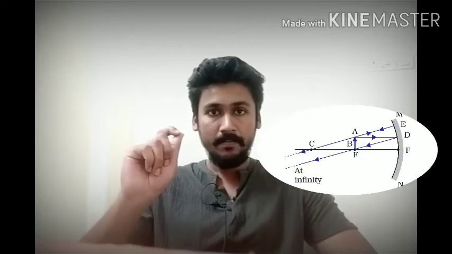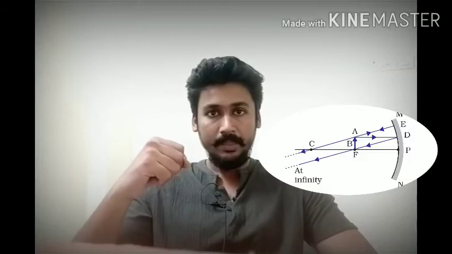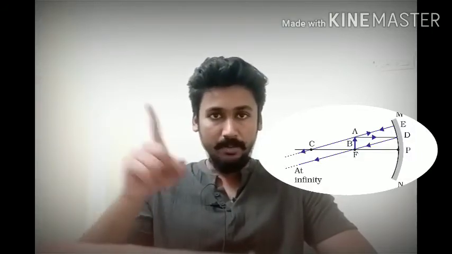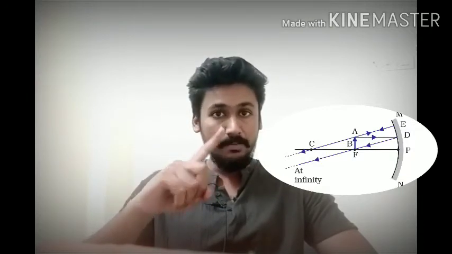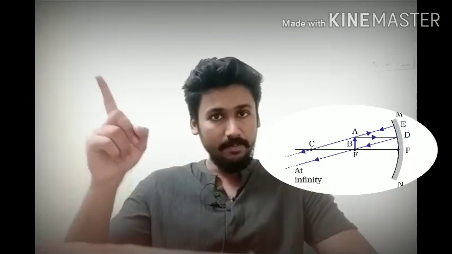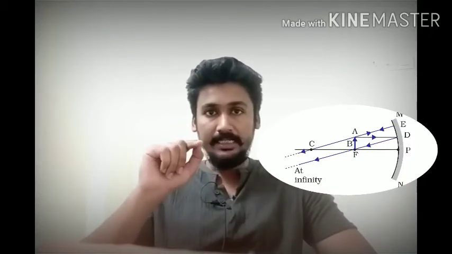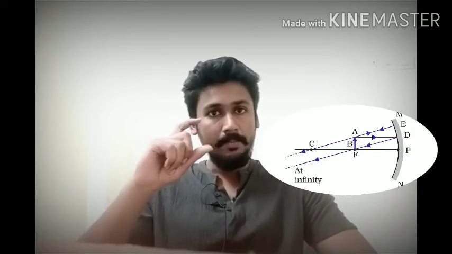Now next case, we are going to keep the object at the focus. If you keep the object at the focus, this is the ray diagram. First ray will draw parallel to the principal axis. It will pass from the focus. Second ray will draw as if it is coming from the center of curvature. It will pass again from the center of curvature. You will notice that in this case, both the rays are becoming parallel to each other.